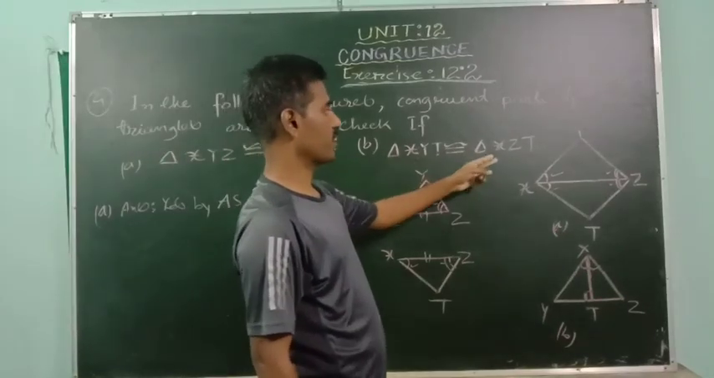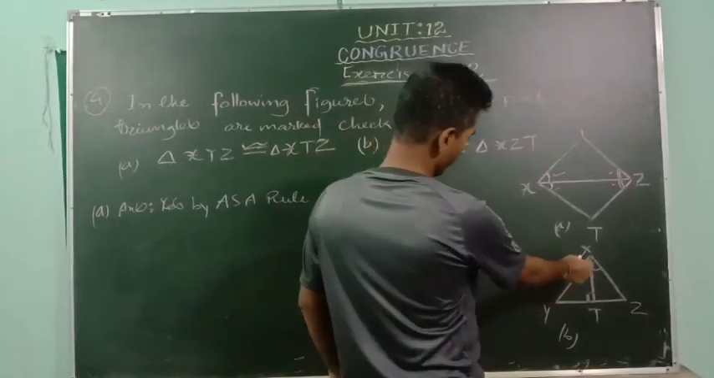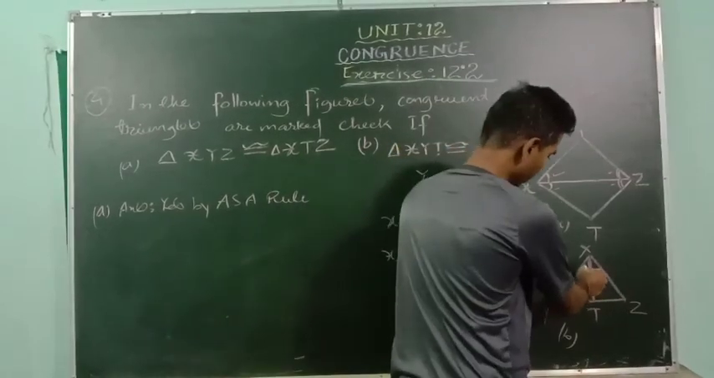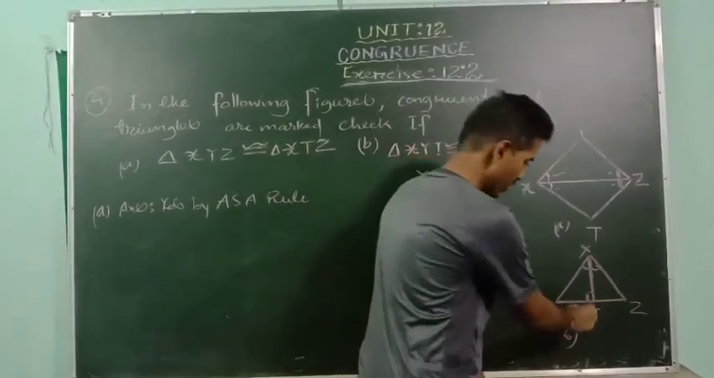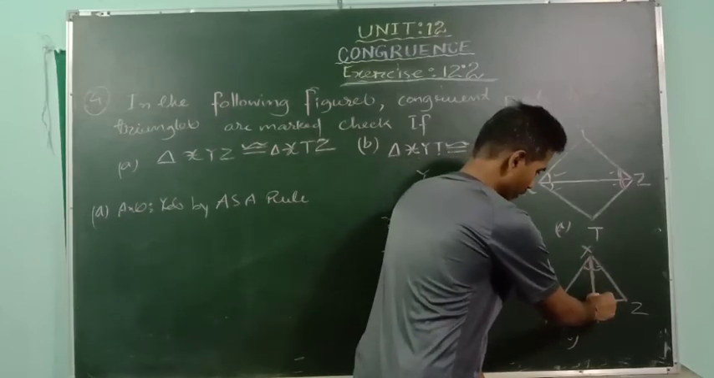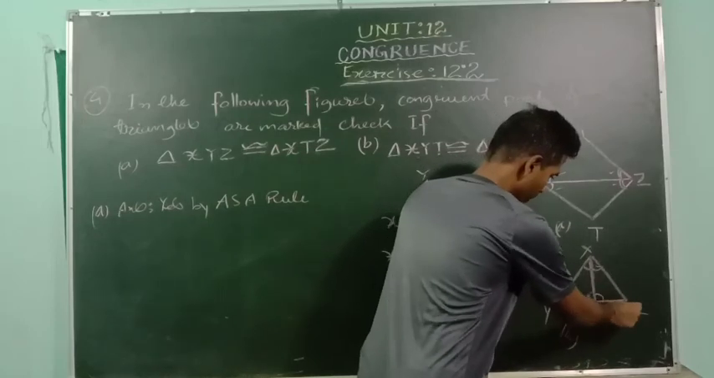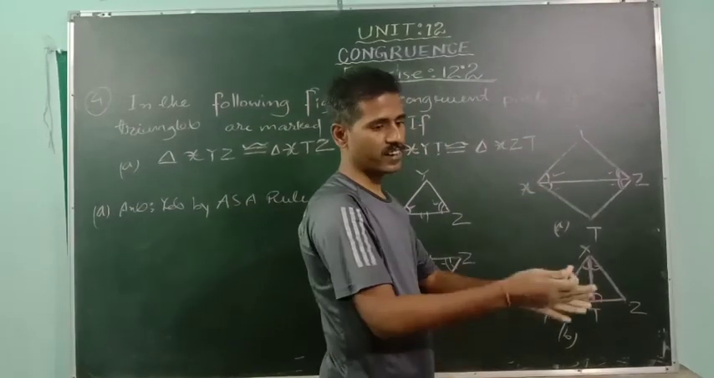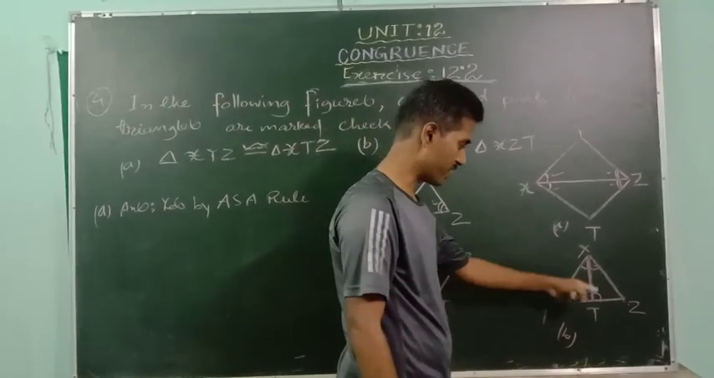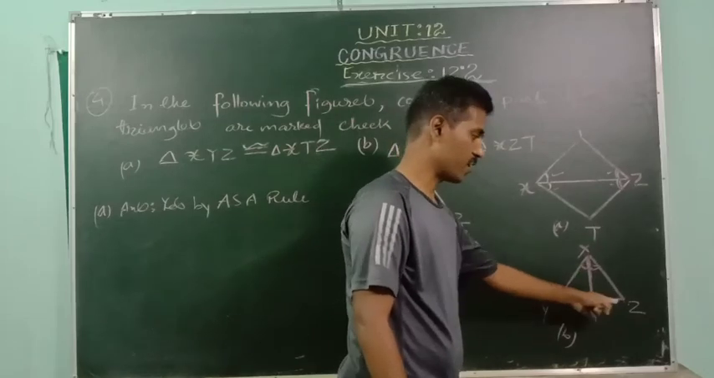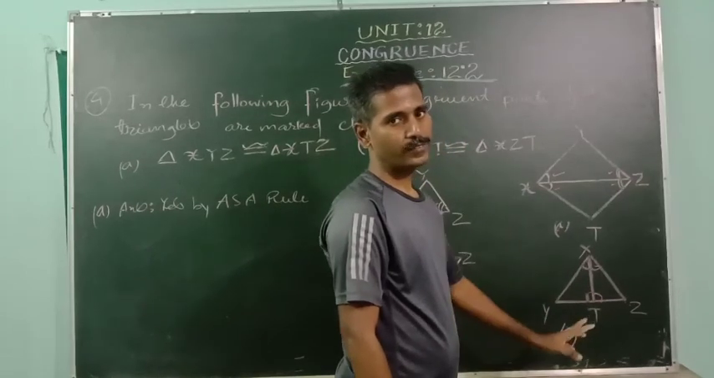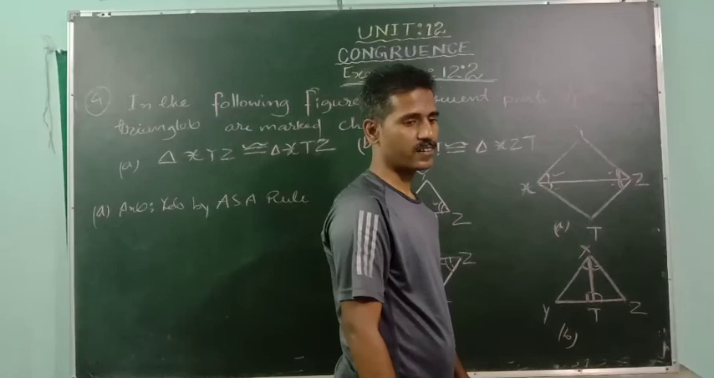Now next is triangle XYT and triangle XZT, this figure number two. This angle equals this angle, given. Since angle XTY is a right angle, on the other side angle XTZ also will be a right angle, because a straight angle is 180 degrees. If this part is 90, this part also will be 90. They form a linear pair, and in this case both angles are equal.